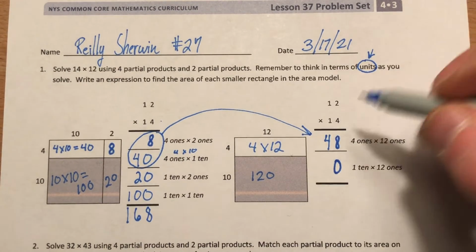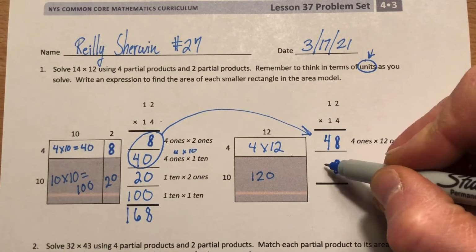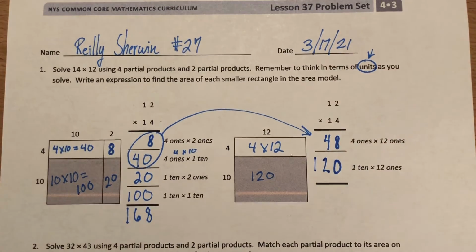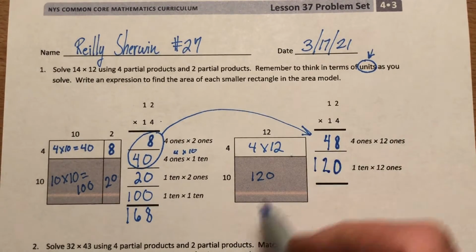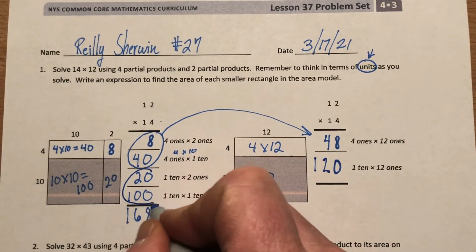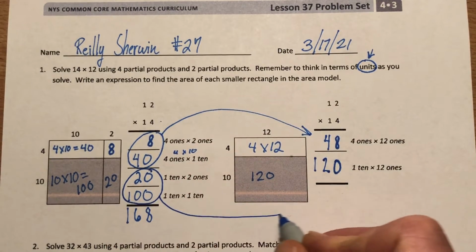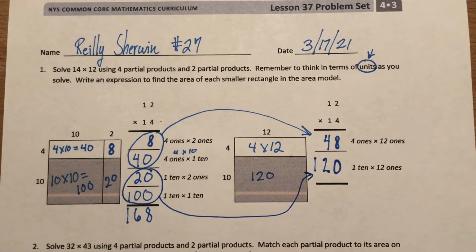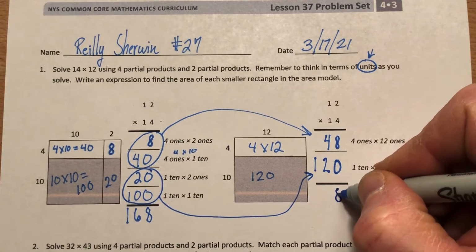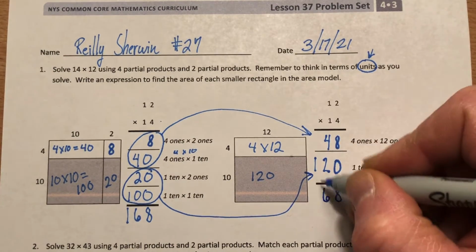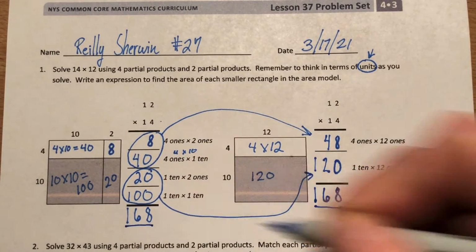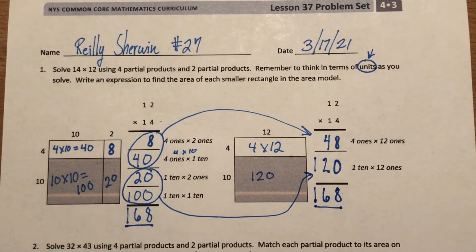Now watch what I do. 1 times 2 is 2. 1 times 1 is 1. So, see that 120? There it is. So, these two numbers, when I added together, that's what it was, 120. Now, I add them up. 8 plus 0 is 8. 4 plus 2 is 6. 1 plus nothing is 1. 168, 168. Careful now.